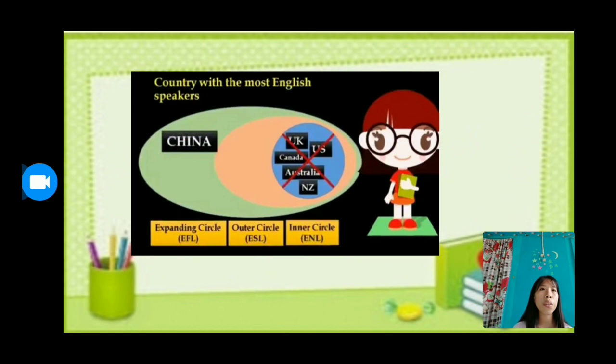Do you know that the country with the most English speakers is not in the inner circle, but is China, which is in the expanding circle? Because in China today, learning English is compulsory in the early years of primary school.